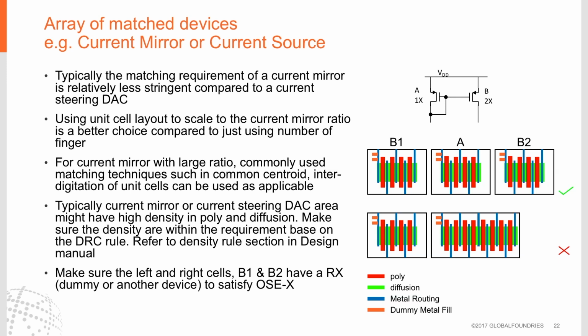Now typically a current mirror or a current steering DAC area might have high density in poly and diffusion, so you need to make sure that the densities are within the requirement of the design rules. You should refer to the density rules section in the design manual. And finally, you need to make sure the left and right cells, in this case B1 and B2, have an RX or a dummy or another device to satisfy the OSE-X matching.